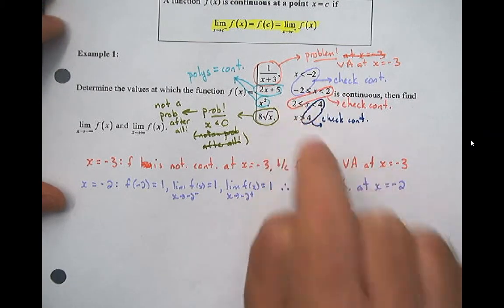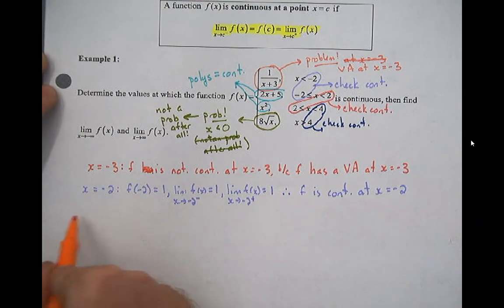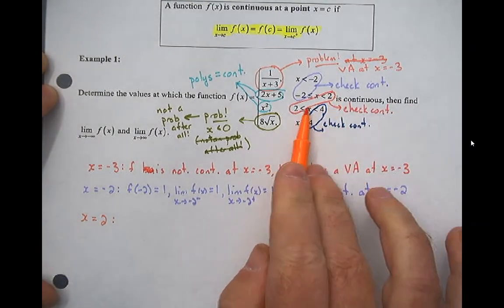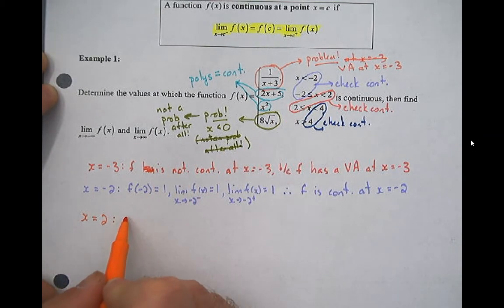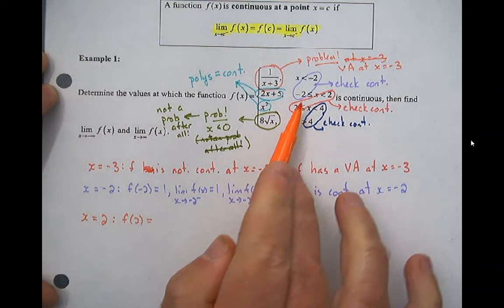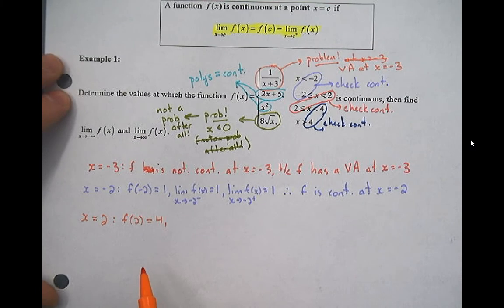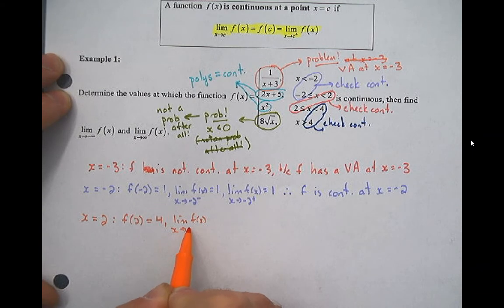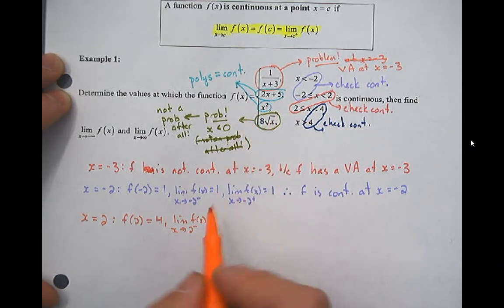We need to now see what's happening at x equals 2. So x equals 2. I have to prove that the point exists. We do have a point because 2 is less than or equal to. So f of 2 equals, I can plug and chug, 2 squared is 4. Now I'm going to look at the one-sided limits. The limit of f of x as x approaches 2 from the left. I plug 2 into this. That's 4 plus 5 is 9.